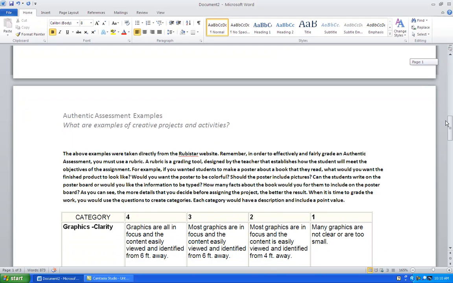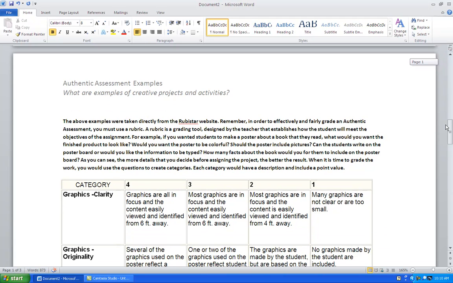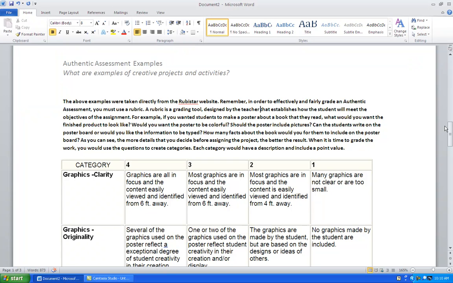And that's why I want you to really take a look at that Rubistar website, because not only does it give you some of those ideas if you're really struggling, but it also helps you create a rubric, which is the scoring instrument or the grading tool that we have to create in order to grade a poster, grade a puppet show, etc.